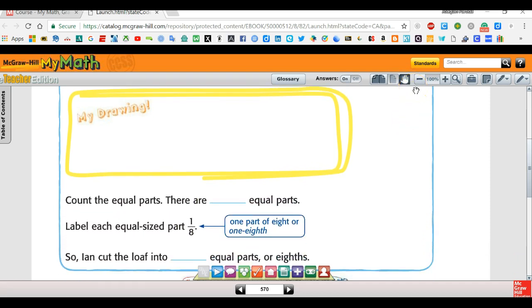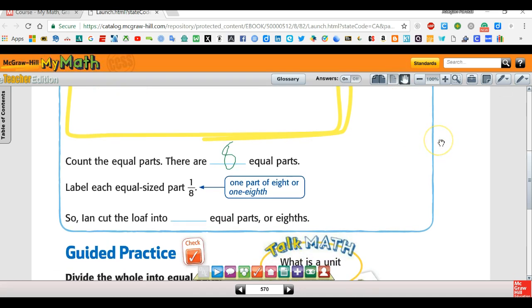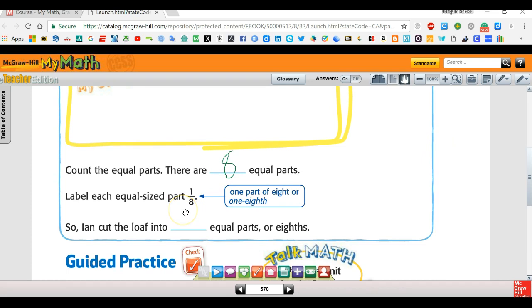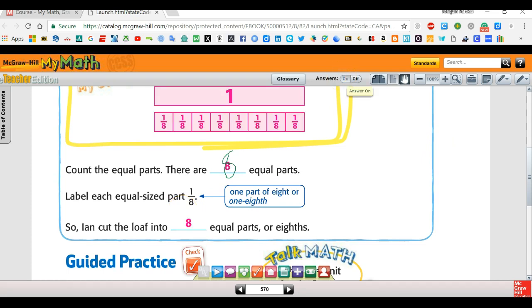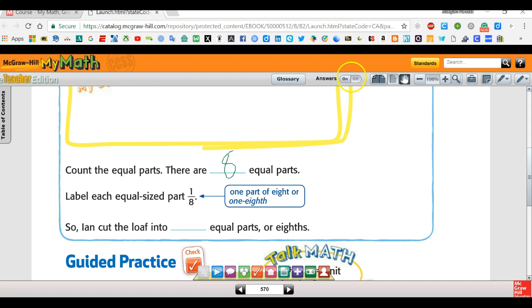So we have, it says count the equal parts. So how many equal parts were there? 8. 8 equal parts. Okay, then label each part. We actually labeled it 1/8. So the loaf was cut into 8 equal parts, or eighths. Something like this. That was right. Eighths. Yeah. All right.